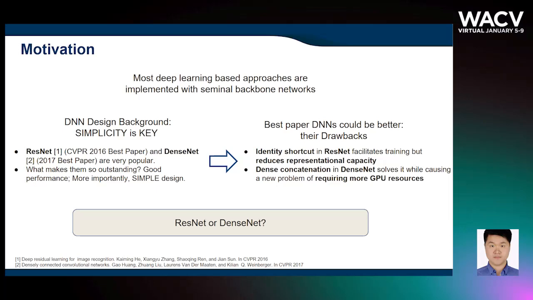For ResNet, the identity shortcut that stabilizes training might limit its representation capacity, and DenseNet mitigates it with multi-layer feature concatenation. However, the dense concatenation causes a new problem of requiring high GPU memory and more training time. Partially due to this, it is not a trivial choice between ResNet and DenseNet.